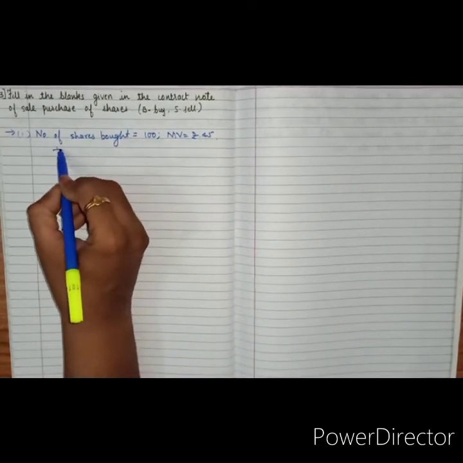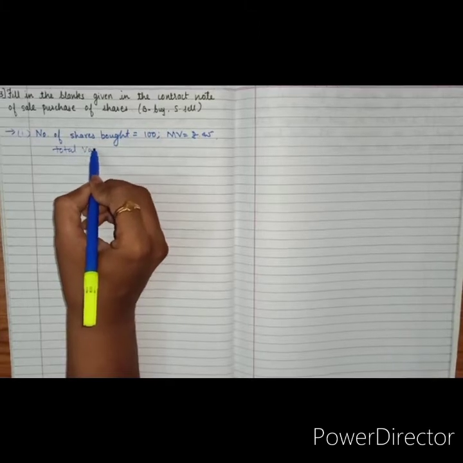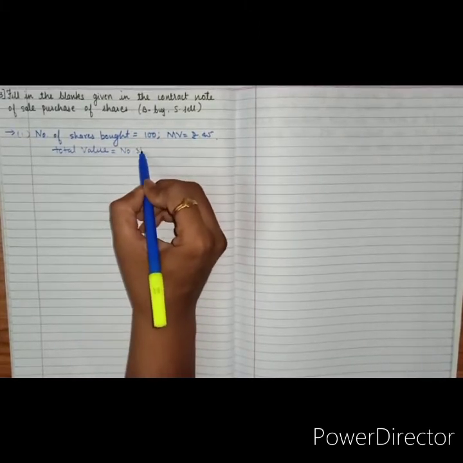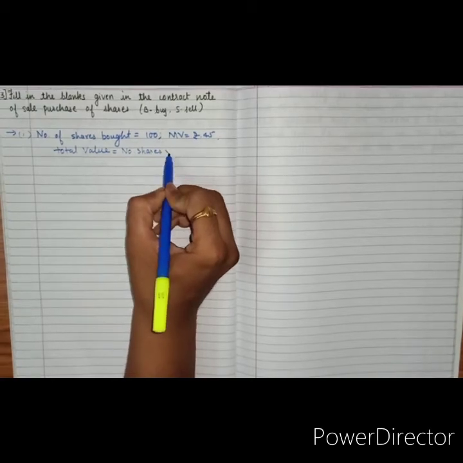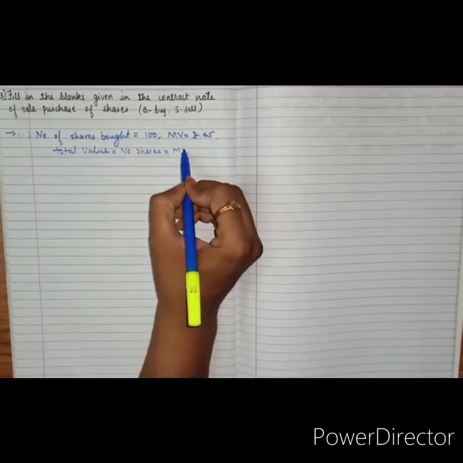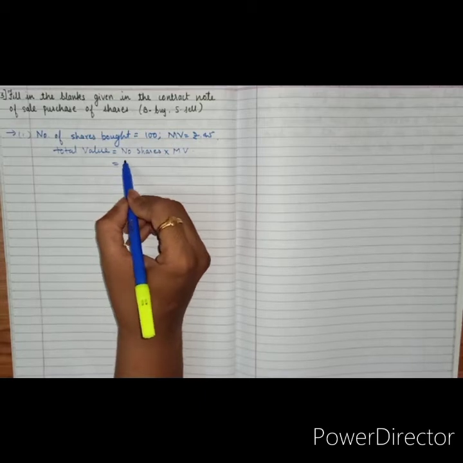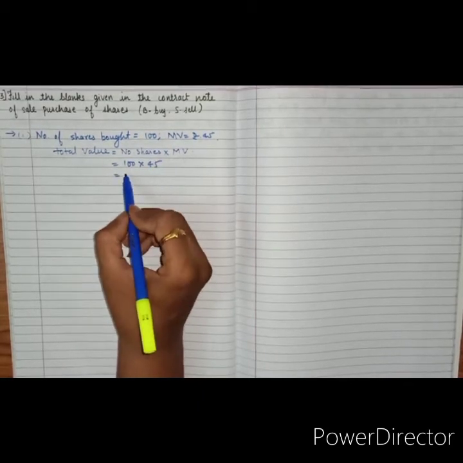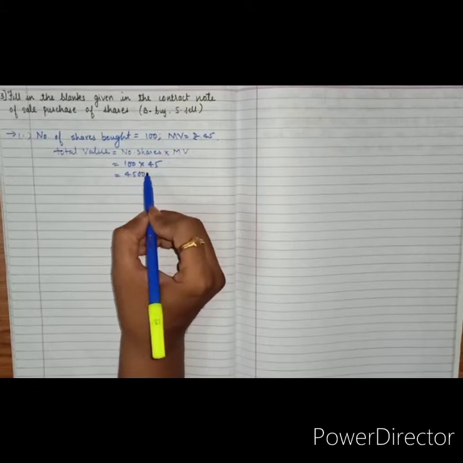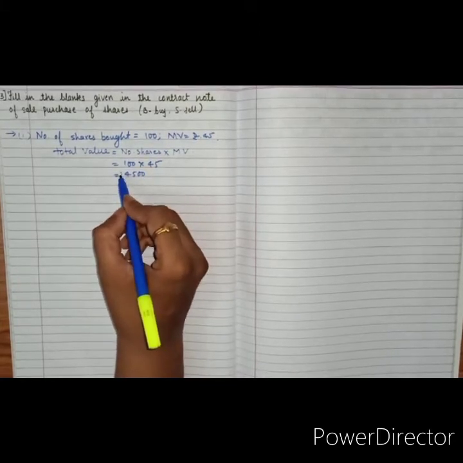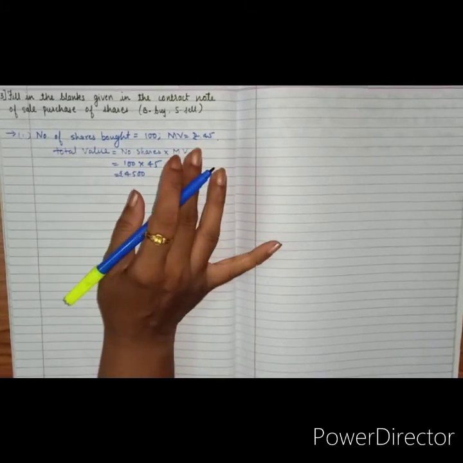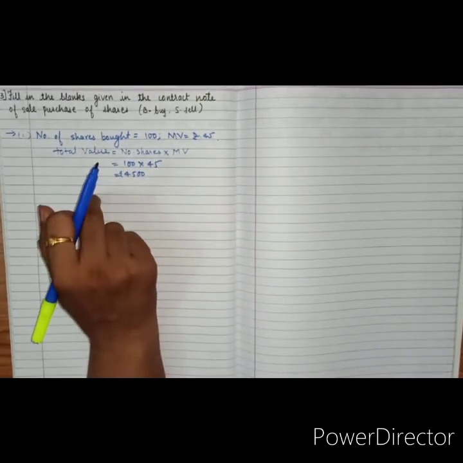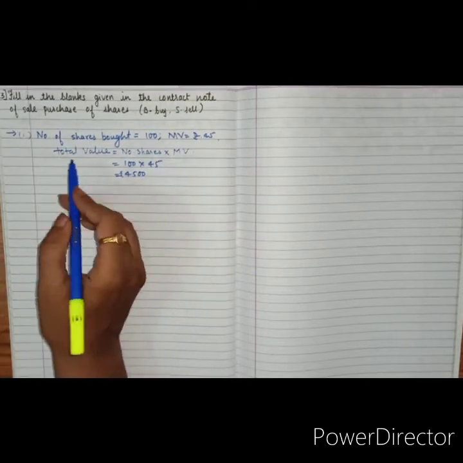This you can calculate very well. Total value is nothing but number of shares into market value, that is number of shares is 100 into market value per share is 45. This is 4500 rupees total value for this. Now what else is given? Brokerage is given. See, 0.2% brokerage is given.